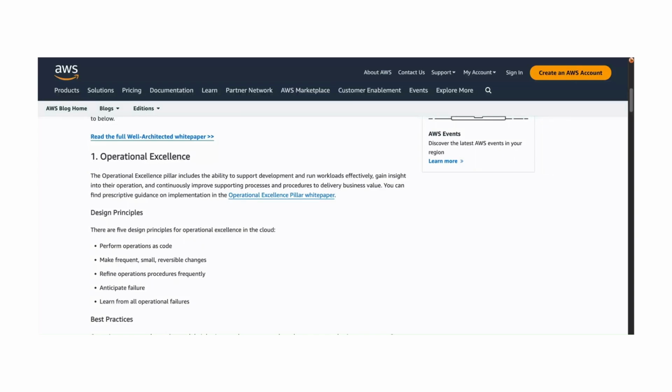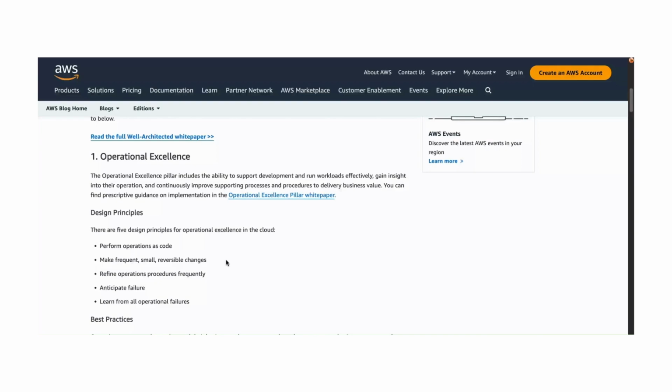The first one is operational excellence, and this pillar focuses on running and monitoring systems effectively and continuously improving processes to deliver business value. So let's take a look at the design principles. There are 5 of them. And the first one we can see is perform operations as code. To do that, we can use AWS CloudFormation to define our infrastructure and operational procedures as code. And this should enable us to automate deployments and changes.